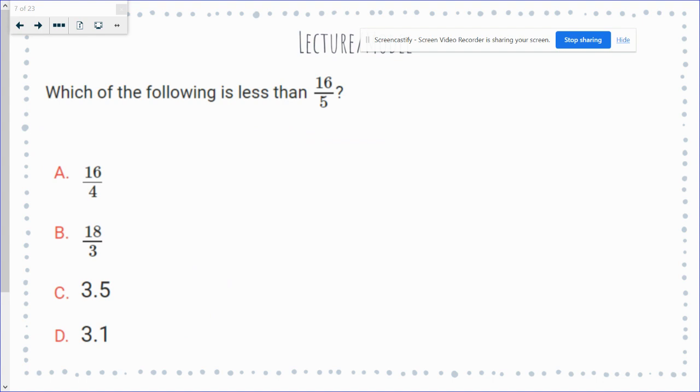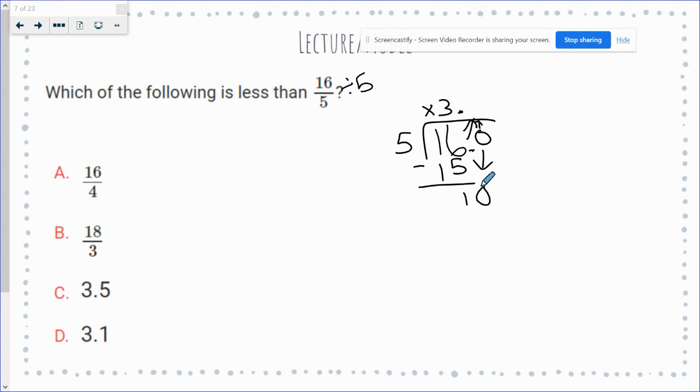Which of the following is less than 16 over 5? So 16 over 5 is 16 divided by 5. 5 goes into 16 3 times. Subtract, you get 1. And then we're not going to just say remainder 1. We're in 6th grade now, so we express our remainder as a decimal. All right. Bring down your 0. 5 times 2 is 10. So 16 over 5 is equal to 3.2.